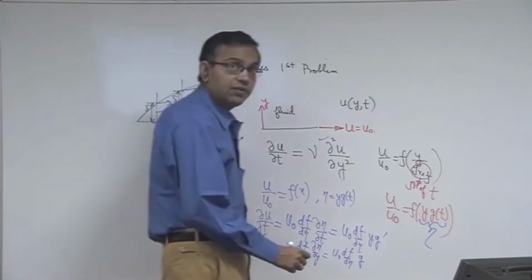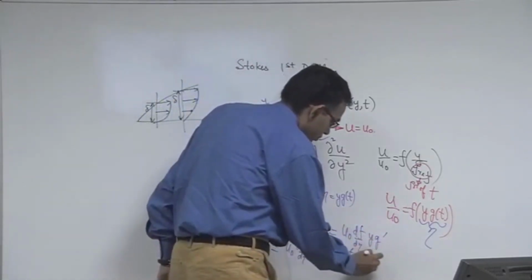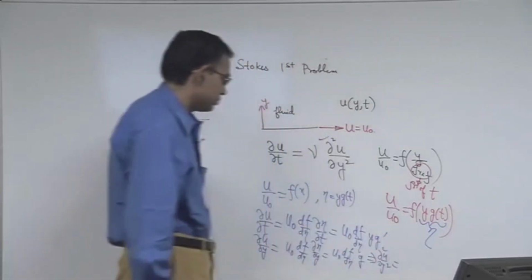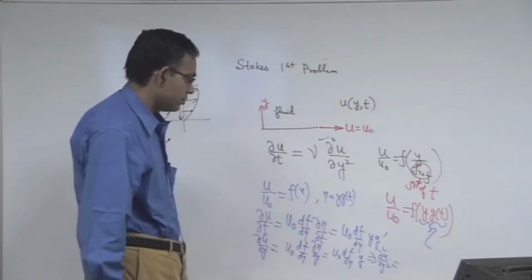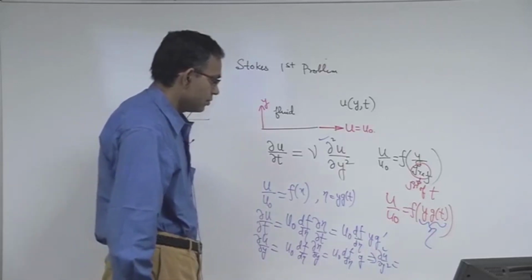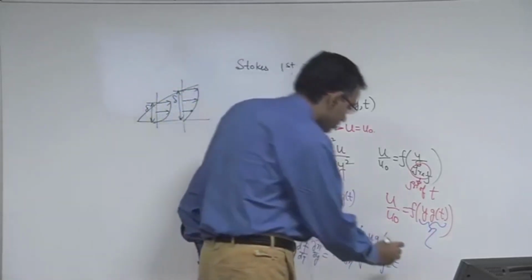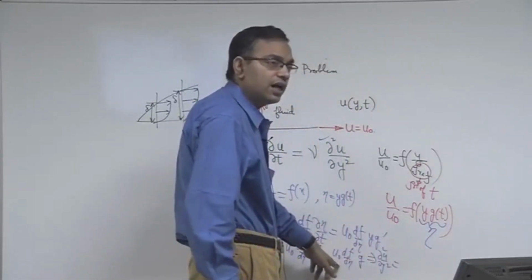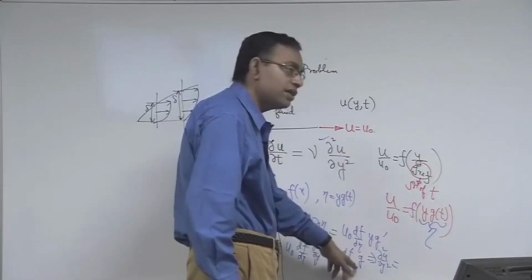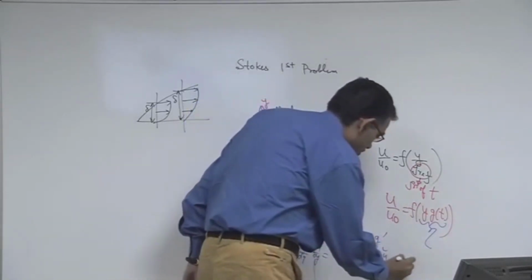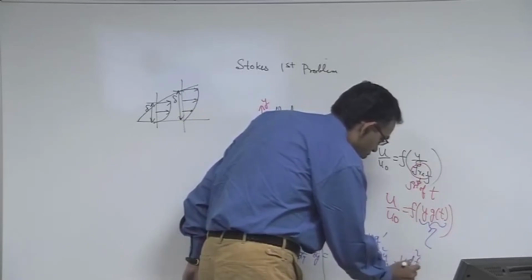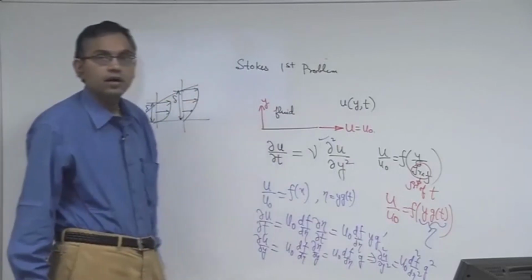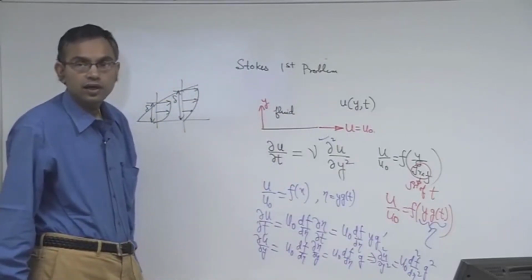So, what is the second derivative? Second derivative is u0. So, you basically make d d eta of this into del eta del y. So, another g will come. So, it will be u0 d2f d eta 2 into g square. Okay.